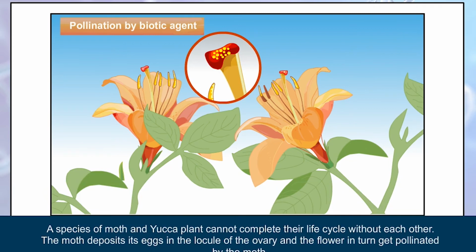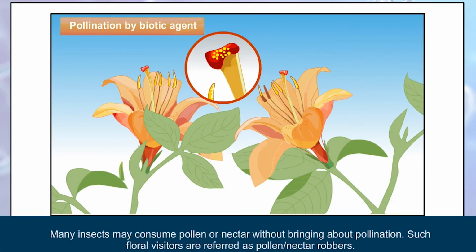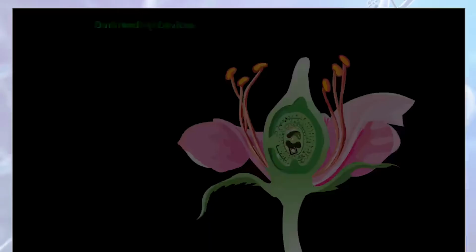A species of moth and the yucca plant cannot complete their life cycle without each other. The moth deposits its eggs in the locule of the ovary and the flower in turn gets pollinated by the moth. Many insects may consume pollen or nectar without bringing about pollination. Such floral visitors are referred to as pollen or nectar robbers.